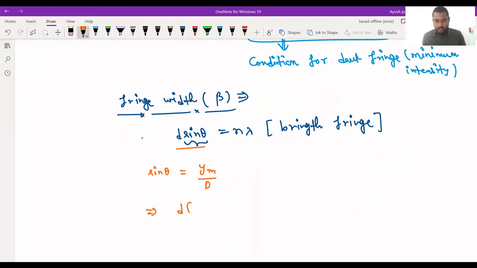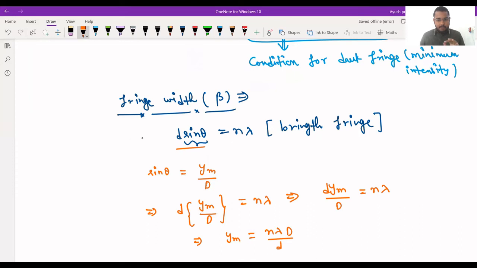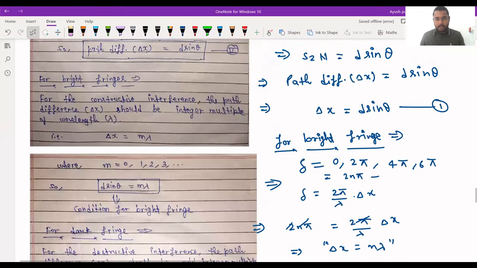So we will get d ym divided by capital D is equal to n lambda. So we will get ym is equal to n lambda capital D upon small d. This ym is the distance of the bright fringe from the central point or the central maximum point.